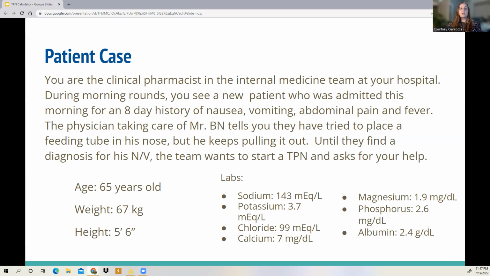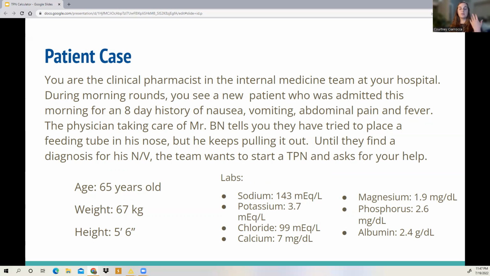The scenario is that you are the clinical pharmacist on an internal medicine team at the hospital. During your morning rounds, you see a new patient who was admitted this morning for an 8-day history of nausea, vomiting, abdominal pain, and fever. The physician taking care of Mr. BN tells you that they have tried to place a feeding tube in his nose, but he keeps pulling it out. Until they find a diagnosis for his nausea and vomiting, the team wants to start a TPN and asks for your help. He is eligible for the TPN because he's at risk with that 8-day history of nausea and vomiting.